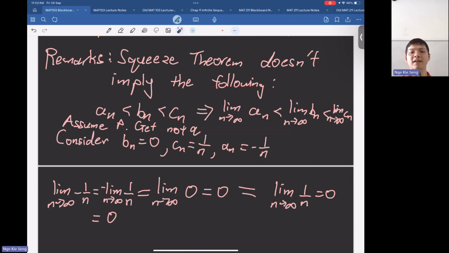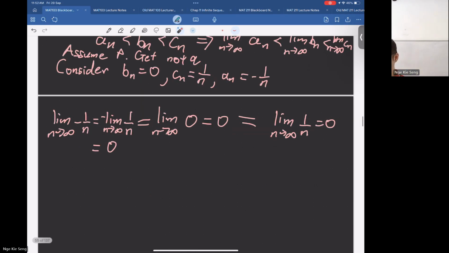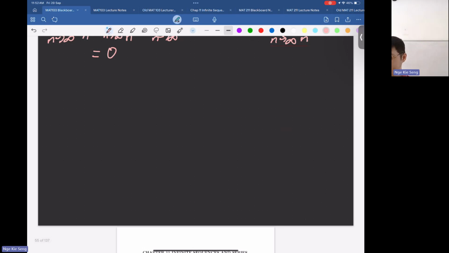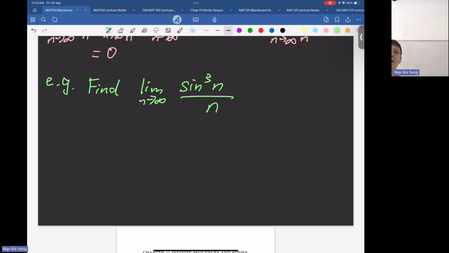Okay, let's do one exercise and then we finish. So let's see how to use this. Find the limit of sine cube n over n. Find this.